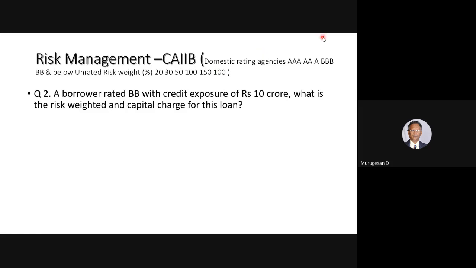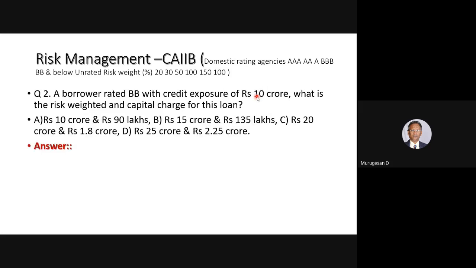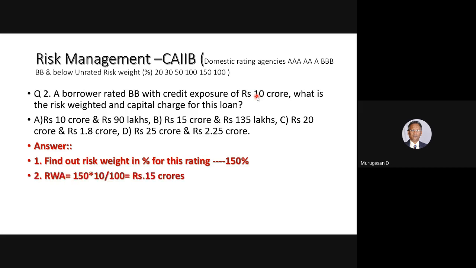So you see, 10 crore, but BB means 150%. Though you may have given 10 crore, the real exposure became 15 crore. Immediately you can do it by heart. Though you have given a loan of 10 crore, the real exposure became 15 crore because 150% is required. 15 crore into 9%, that is the capital. Capital needed is simply 1.35. How easy it is, but one mark.